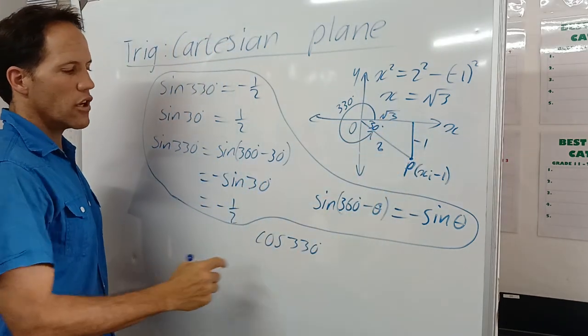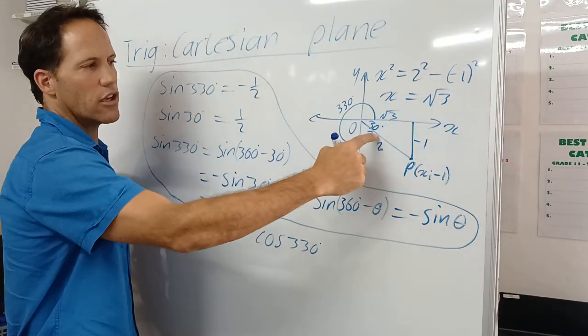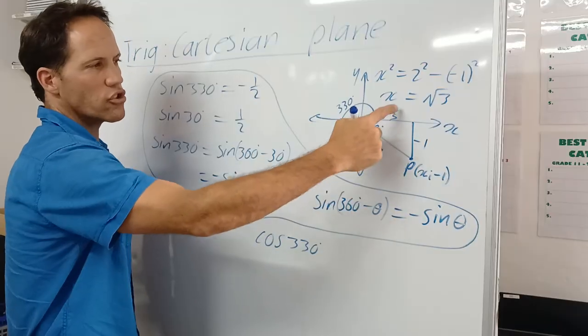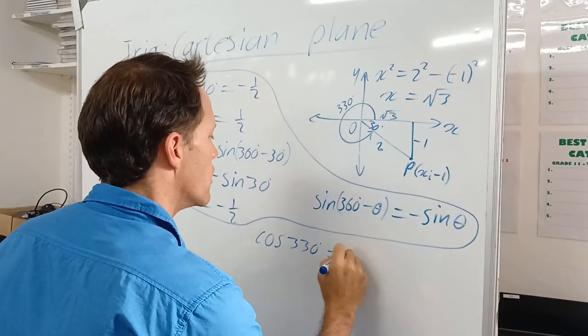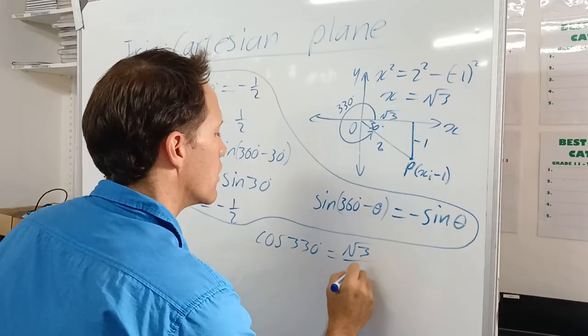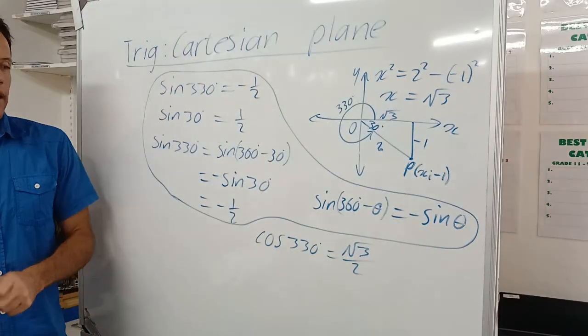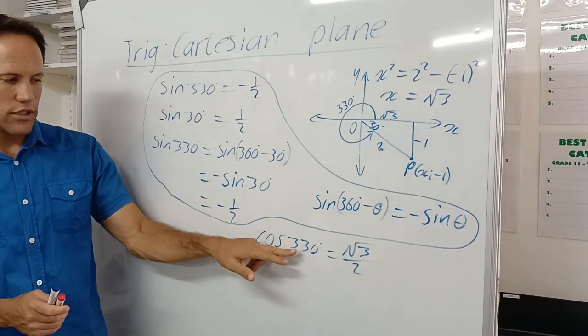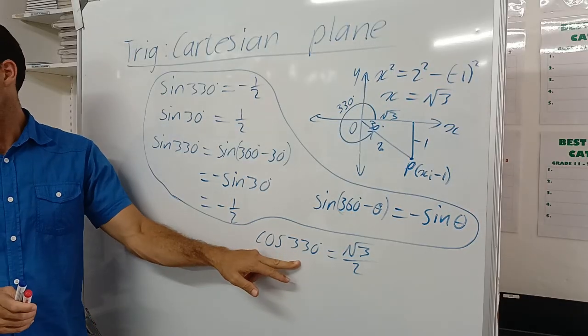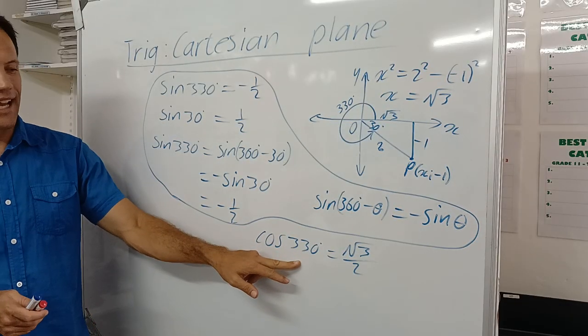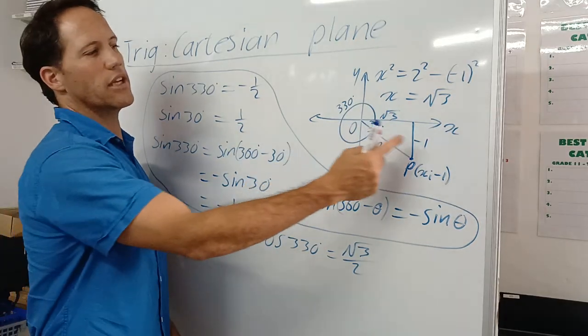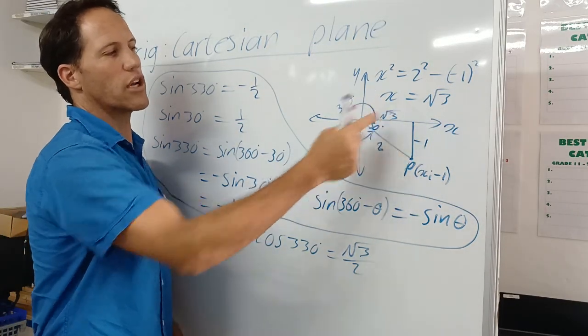Using Pythagoras, cos 330 would be adjacent over hypotenuse, square root of 3 over 2. And as you can see, it's positive because in the fourth quadrant, cos is positive. Okay, and then you can obviously get tan 330 as well. It's going to be opposite over adjacent, negative 1 over square root of 3.